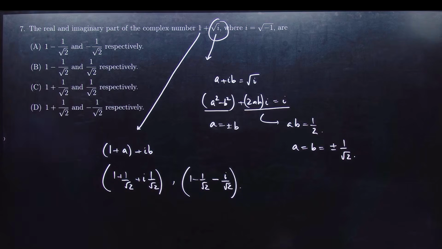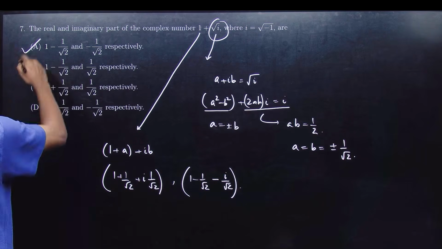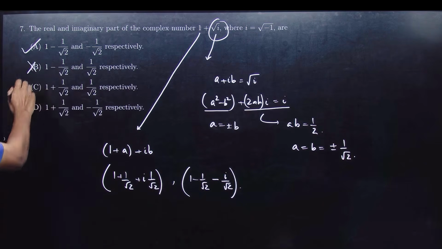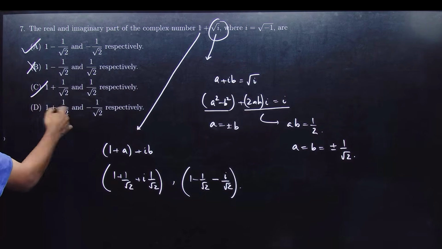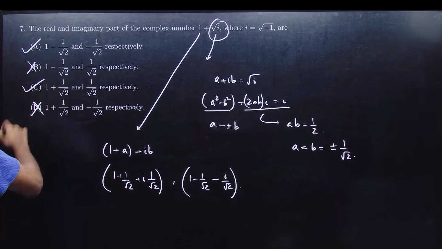So 1 minus 1 by root 2 and minus 1 by root 2, yes. Minus plus not allowed. Plus plus allowed. Plus minus not allowed, right? So A and C. So these are the two correct options for us, okay?